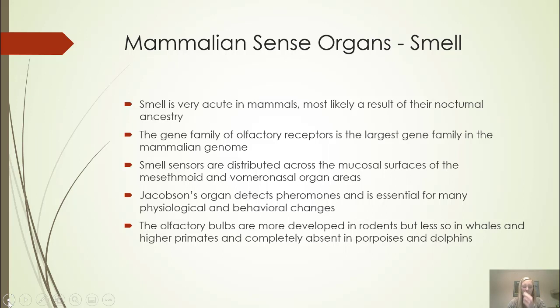When it comes to the sense of smell across species, rodents have probably the most developed sense of smell. The olfactory bulbs take up quite a large portion of their brain. Whales and higher primates have a smaller olfactory bulb, and so their sense of smell is not as acute, and then it's completely absent in porpoises and dolphins.